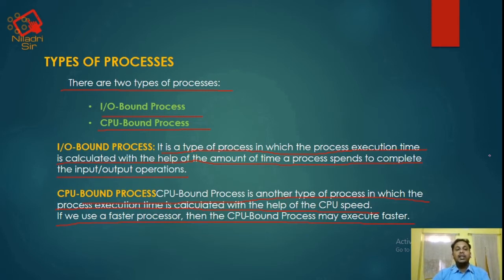As we have seen, there are two types of processes: the input-output bound process and the CPU bound process. In case of an input-output bound process, the total execution time depends upon the total time required to complete all the input-output operations. In case of a CPU bound process, it depends totally on the CPU speed. If the CPU speed is faster, then the CPU bound process may execute faster.